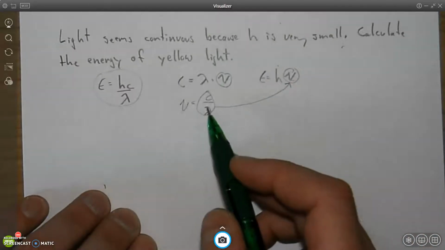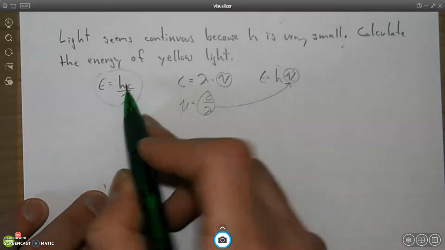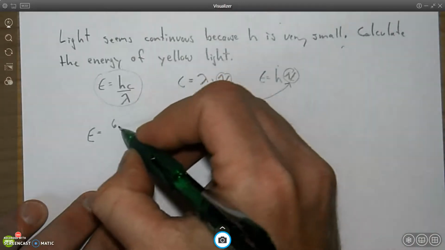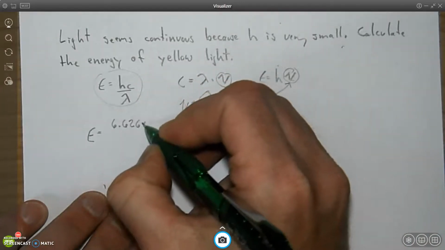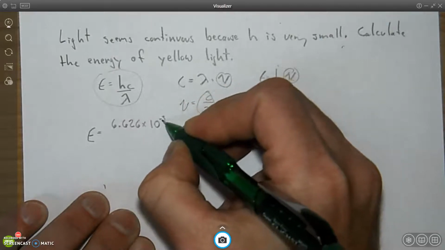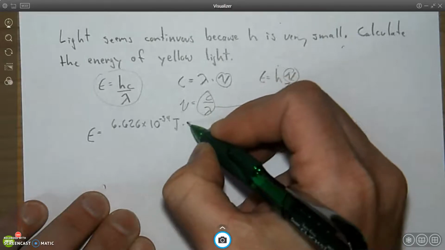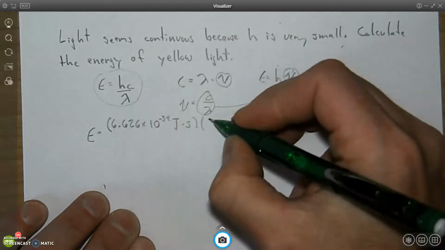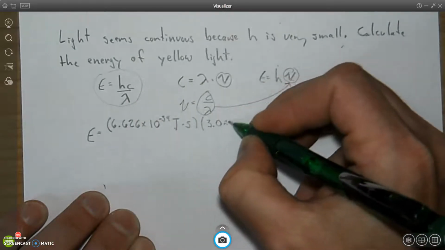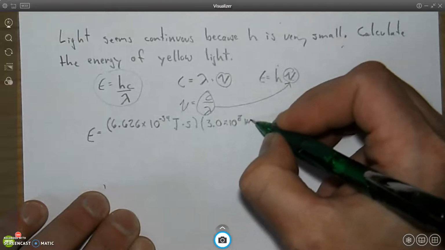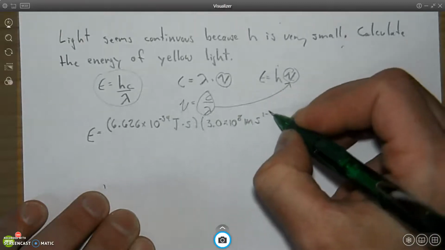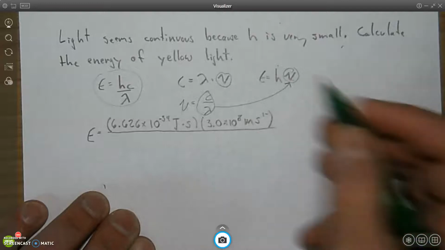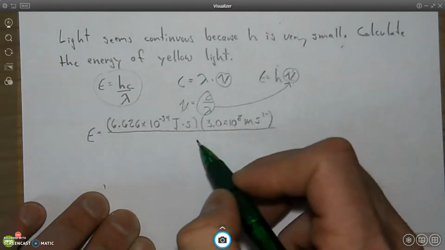If I plug in a couple of numbers here that are known now, so here's my equation. E is what I'm solving for. h is a constant: 6.626 times 10 to the negative 34 joules times seconds. And let's see, we have c. c is also a constant: 3.0 times 10 to the 8th meters per second. So this second and this second are going to cancel each other out. And then on the bottom, I have lambda, so I have to have something in meters.